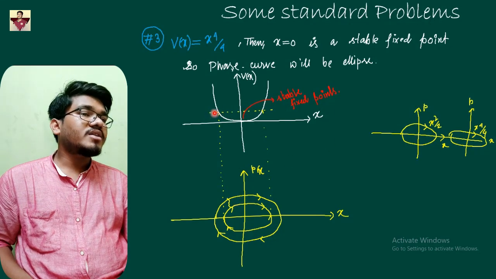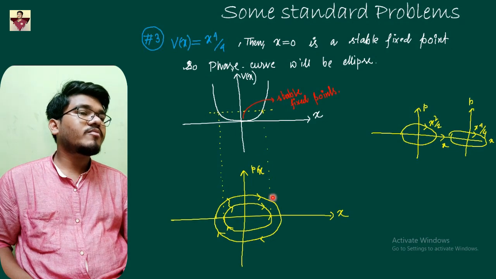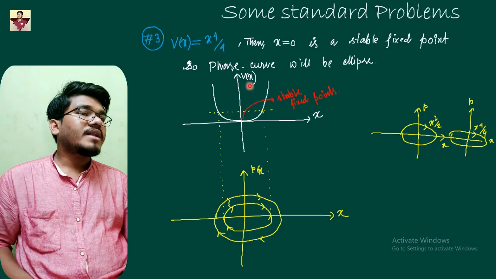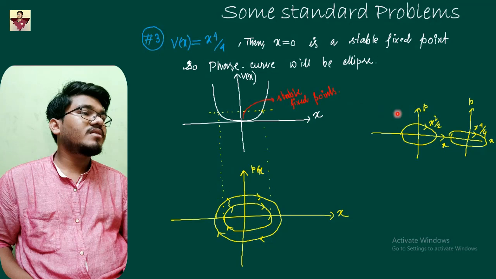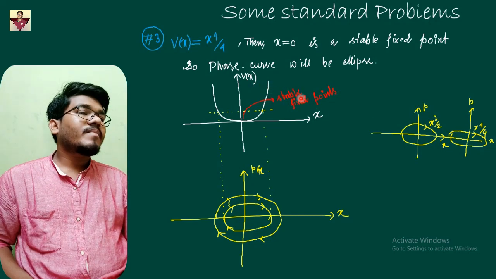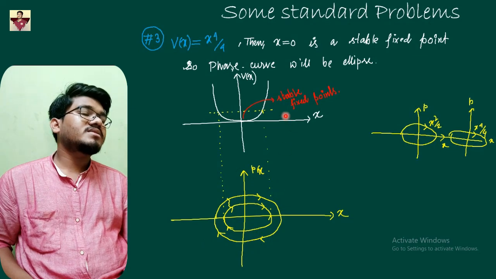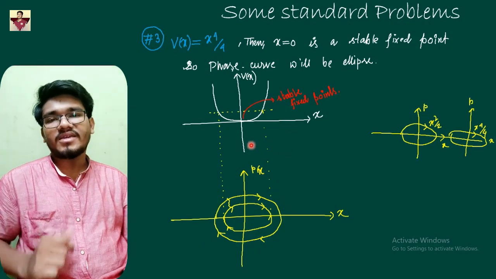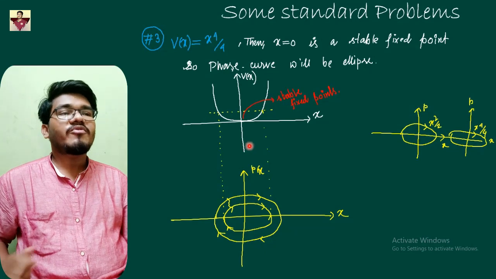If you look at this point, let's draw an energy line here. Corresponding to this energy line, it is cutting the potential at this point. Corresponding to this point, the momentum will also be 0, and it will also be a phase space trajectory of an ellipse, but the ellipse will be much flatter than for x square by 2. Whenever there is a stable fixed point, the phase space trajectories will be ellipses, and wherever there is an unstable fixed point, it will be more like a hyperbola.